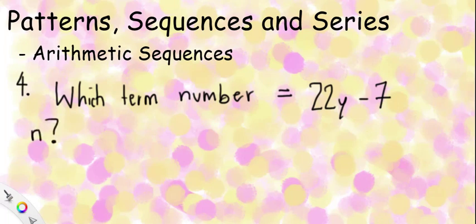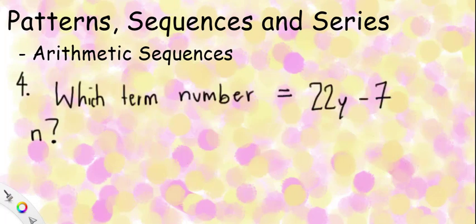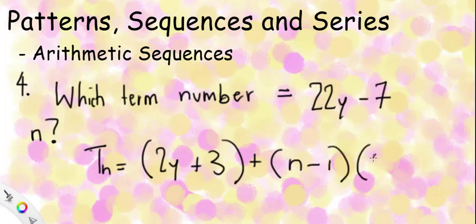Okay, let's start off by rewriting the general term of this sequence so that we can understand it. So the general term, just to refresh our minds, is Tn equals 2y plus 3 plus (n minus 1)(2y minus 1). So we're going to rewrite it: Tn is equal to (2y plus 3) plus (n minus 1) times (2y minus 1). Okay, and we're solving for n.